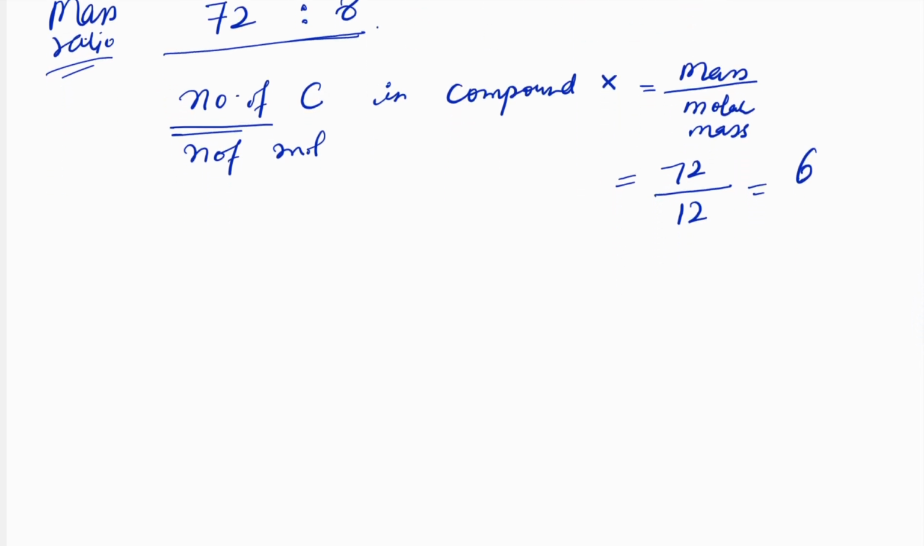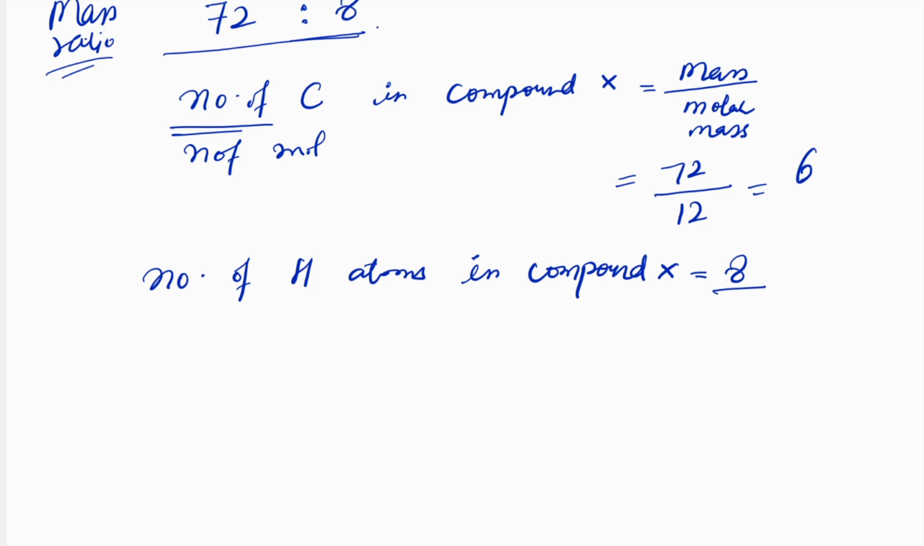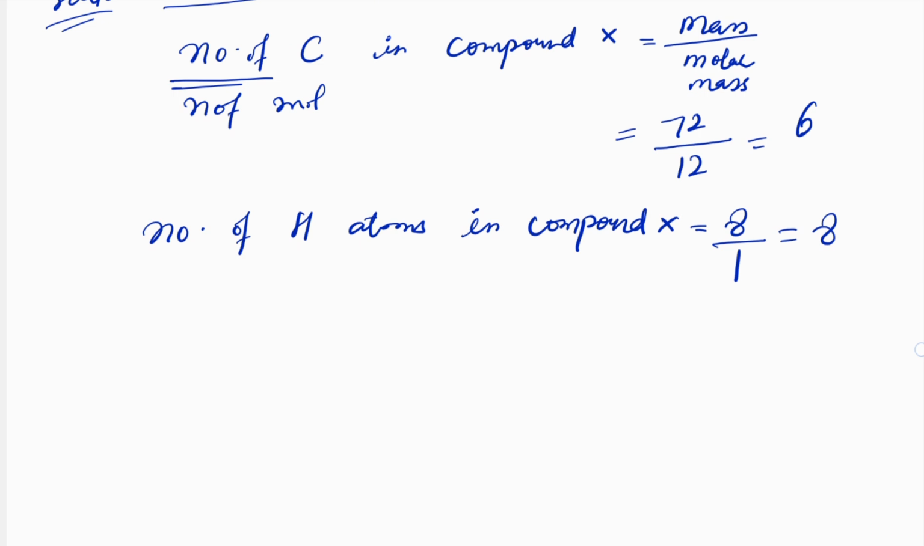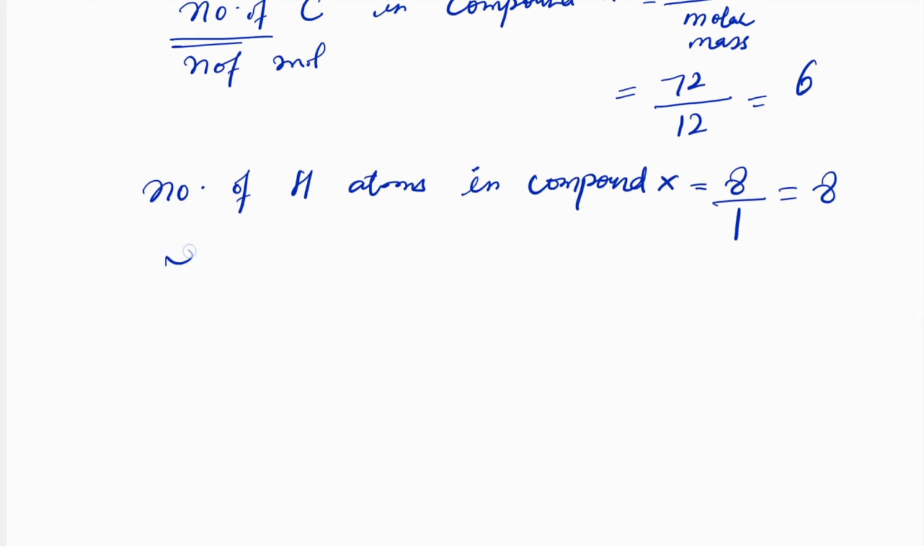Okay, let's calculate the number of hydrogen atoms in compound X. Once again, what was the mass? It was 8 divided by the molar mass of one hydrogen, that is 1. That comes out to be 8. Now the formula of compound X becomes C6H8, meaning how many carbon and hydrogen atoms are present.